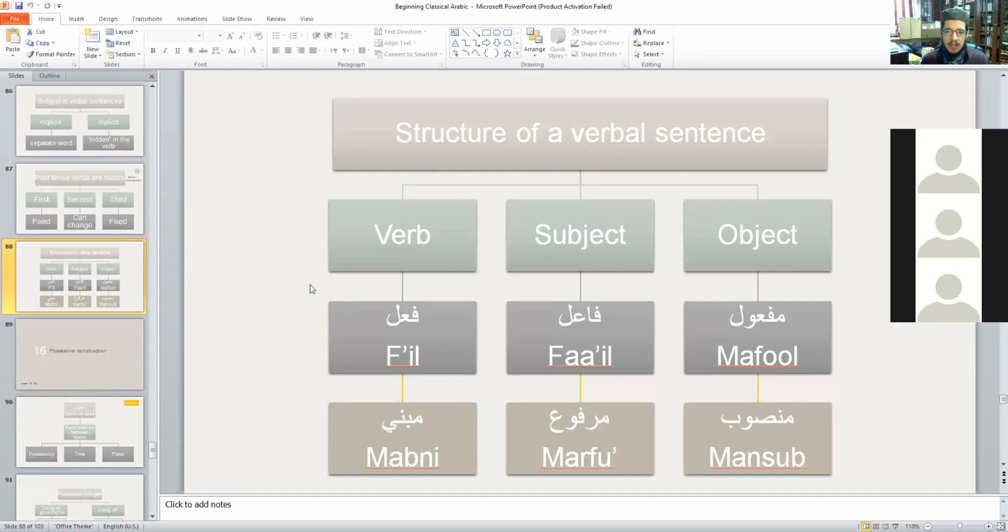One of the good things about this book: this is a nice chart overviewing the different grammatical parts of a verbal sentence. We have the verb, which if it's a past tense verb is mabni, meaning it doesn't have a grammatical case. Then we have the subject, which is not called mubtada here, it's called the fa'il, the doer, and it is marfu', in the nominative case with a dhamma. And then we have the object, which is called maf'ul, and it is mansub with a fatha.